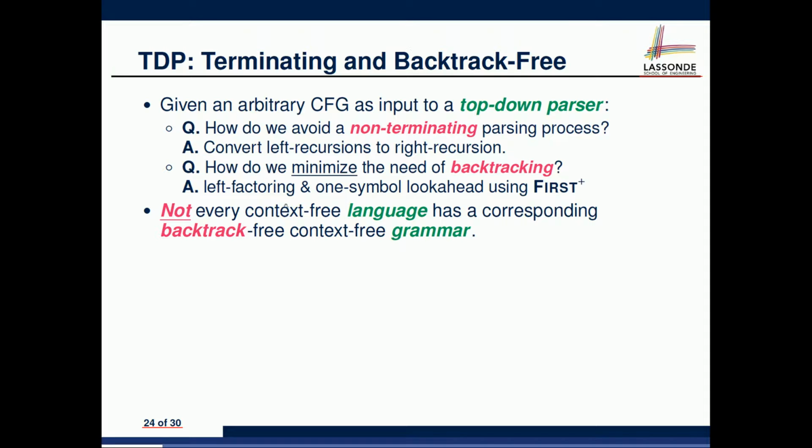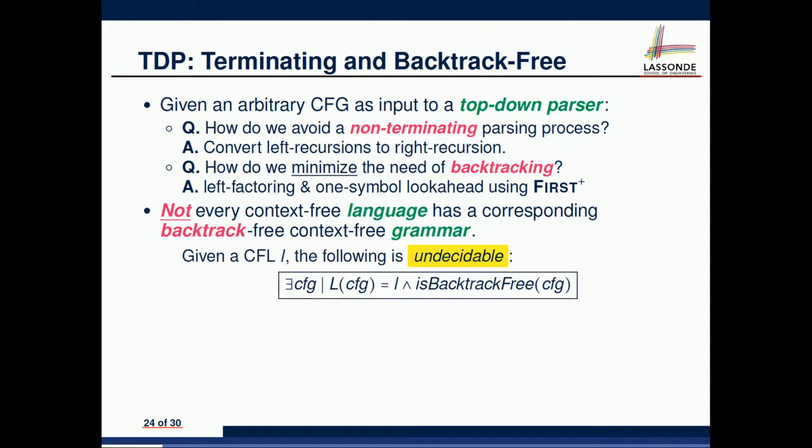Basically, given a particular language you want to define, you don't know in general whether it has a backtrack-free, context-free grammar. The textbook says it's an undecidable problem. We don't need to prove it; you can just assume it, just for your knowledge. Now, I'll make the following a little bit more formal.